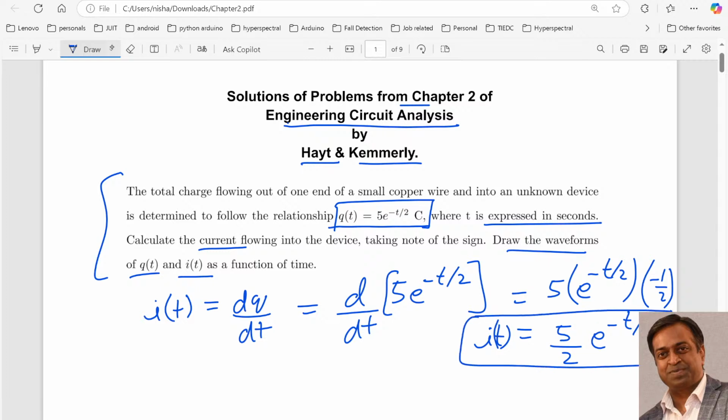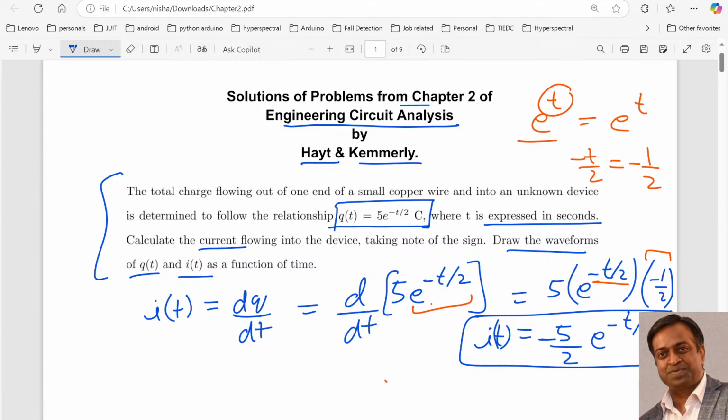As we know, when we have this exponential term, the differentiation of e power t is exactly the same as e power t, and after that in the power we have this minus t by 2. After differentiating this, the differentiation of minus t by 2 is minus 1 by 2. So I put this expression, and this can be written as this. So it is not plus, it is minus 5 by 2 e raised to the power minus t by 2.